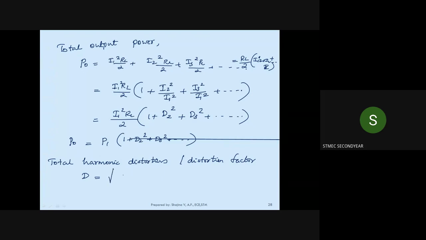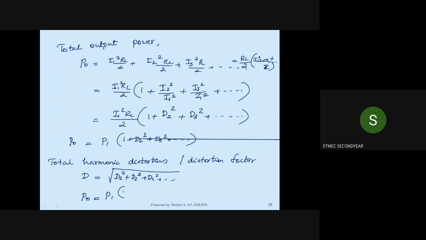square root of the sum of squares of these distortion factors, that is D2 square, D3 square, D4 square plus etc. അതിന്റെ സ്ക്വയേഴ്സിന്റെ സമ്മിന്റെ സ്ക്വയർ റൂട്ട് ആണ് ടോട്ടൽ ഹാർമോണിക് ഡിസ്റ്റോർഷൻ എന്ന് പറയുന്നത്. ഓക്കെ, സോ ഇത് ദ ടോട്ടൽ ഹാർമോണിക് ഡിസ്റ്റോർഷൻ ആൻഡ് വി ക്യാൻ സേ ടോട്ടൽ ഔട്ട്പുട്ട് പവർ വിൽ ബി P1 into 1 plus D2 square plus D3 square plus etc.